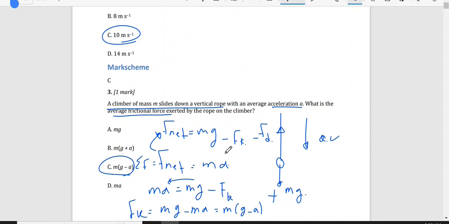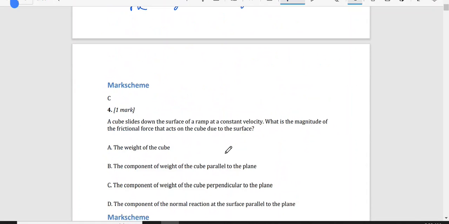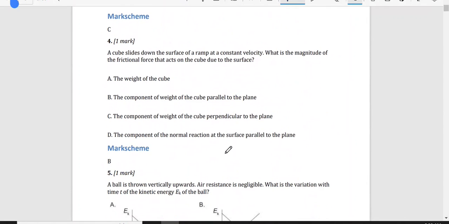Now, question number 4. You have a cube. The cube slides down the surface of a ramp at constant velocity. Constant velocity means acceleration equals 0. This is Newton's first law. What is the magnitude of the frictional force acting on the cube?